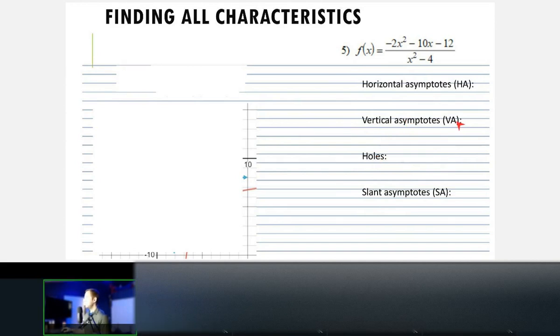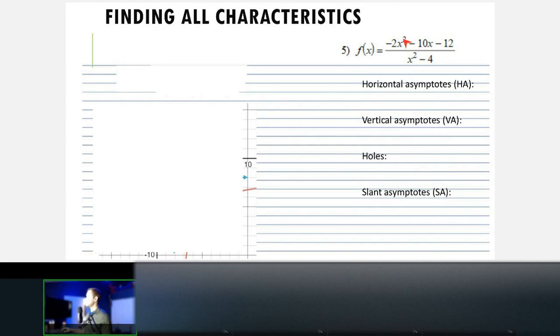We basically use VAs to identify possible holes. When finding possible holes in a graph, and they may or may not exist, we have to do some work. We can't just look at a rational function and say, oh yeah, we definitely have a hole. Like SAs, you can do that. We can look at them and say, hey, that's a 2 and that's a 2.